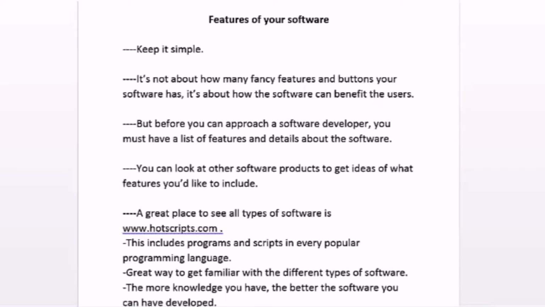Before you can approach a software developer, you must have a list of features and details about the software product you plan to create. To get ideas, you can look at other software products in a similar industry. You can also go to a website called hotscripts.com. This site includes programs and scripts in every popular programming language. It's a great way to get familiar with the different types of software out there, and you can also read the reviews for the various software products on that site. Basically, the more knowledge you have, the better the software you can have developed.